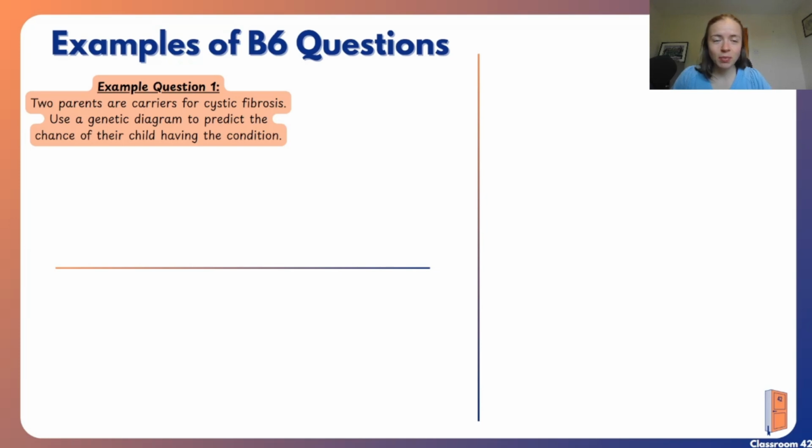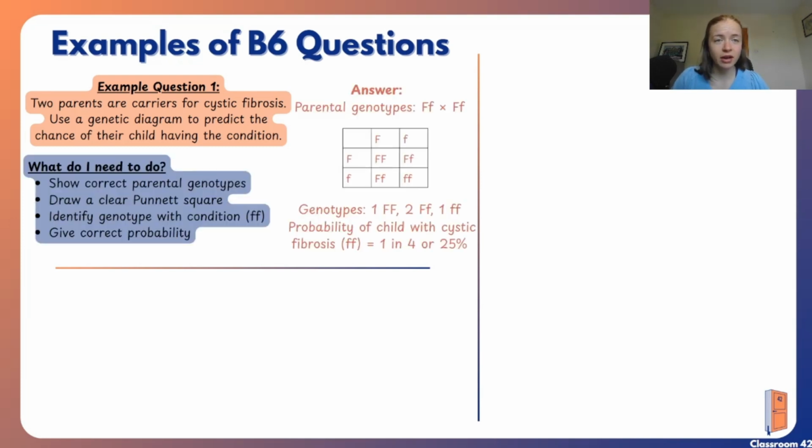So question 1, 2 parents are carriers for cystic fibrosis. Use a genetic diagram to predict the chance of their child having the condition. And I'm going to get this all up here to try and help explain how you'd approach this question. So we've been told that 2 parents are carriers for cystic fibrosis. This means that they have the gene, but that it is not present in their phenotypes. And because we know that cystic fibrosis is a recessive gene, therefore anyone who has cystic fibrosis will have to have 2 forms of the recessive gene and not have the dominant gene, otherwise they wouldn't express the phenotype. We know that the parents are both heterozygous for the cystic fibrosis gene, therefore we would write that as a capital F and a little f.